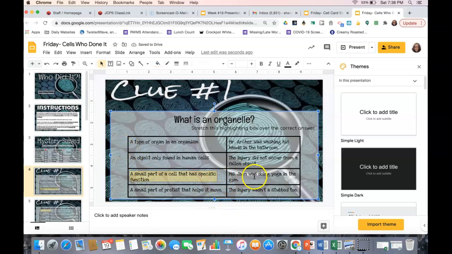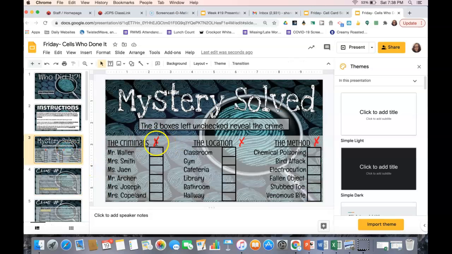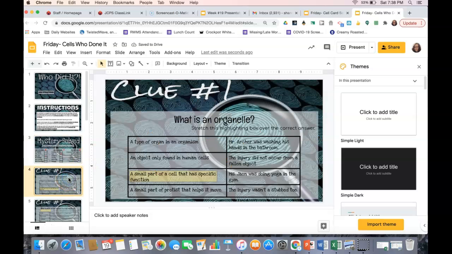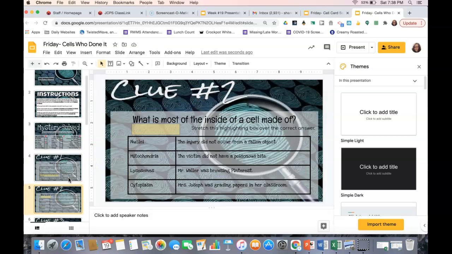Now I look over here at the clue that I need to cross out. Miss Jane was doing yoga in the gym. Okay, so I know that Miss Jane wasn't a part of this, and it didn't happen in the gym because that's where Miss Jane was at. So I'm going to go here. I'm going to grab one of these X's, and I'm going to cross out Miss Jane. And then I have to cross out the gym too, because she was doing yoga there, so she would have seen it happen. So there we go. I've got 2 of my things crossed out now. So then you move on to the next clue.